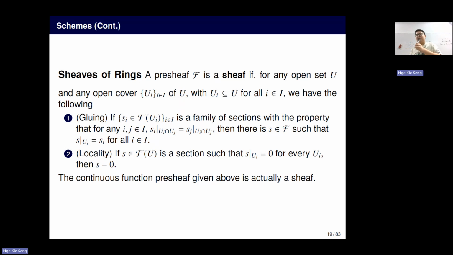And in this case, the continuous function presheaf given just now is actually also a sheaf, because we know from topology that if you have continuous functions and they agree on the intersection, then you can glue continuous functions together to make a new continuous map.